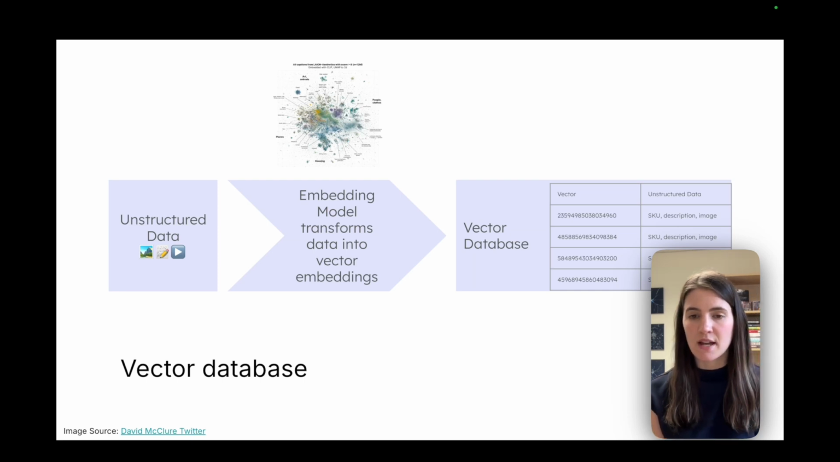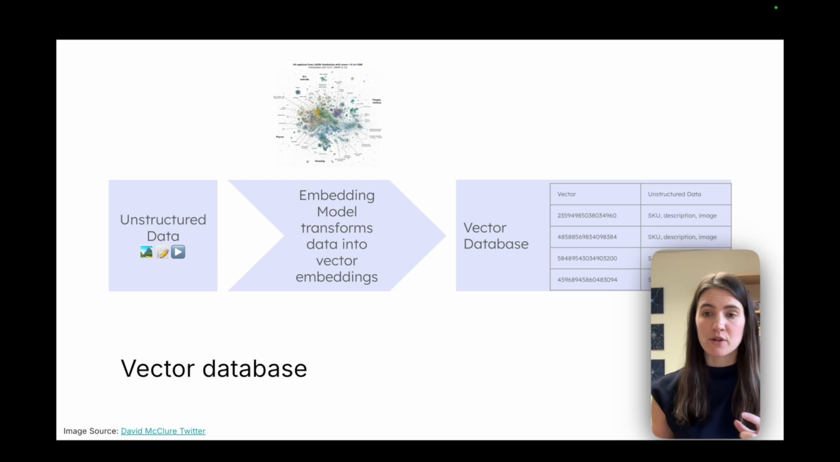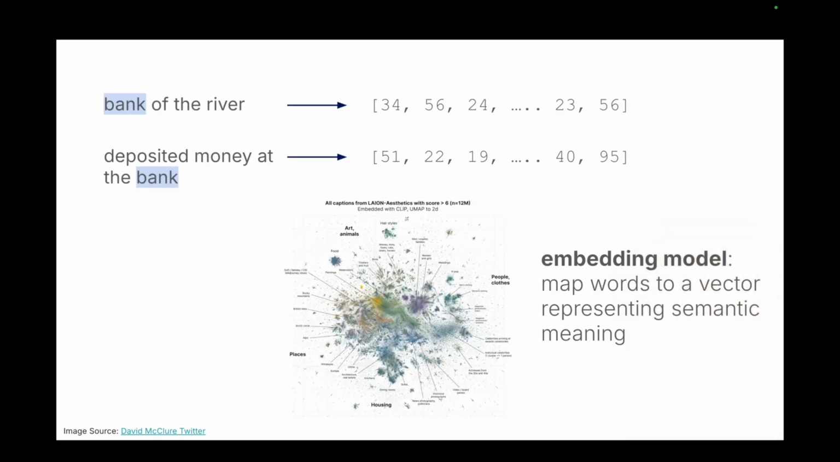Our unstructured data in this example is the SKU, the description, and the image. And so we're going to have a vector that represents that particular SKU, description, and image. This vector is generated by our embedding model. Remember that an embedding model is what we use to map words to a vector representing semantic meaning, just like we talked about in a couple of the previous episodes.